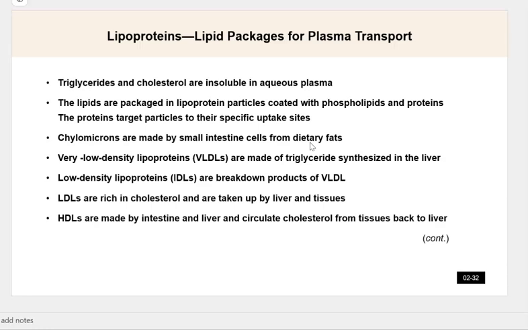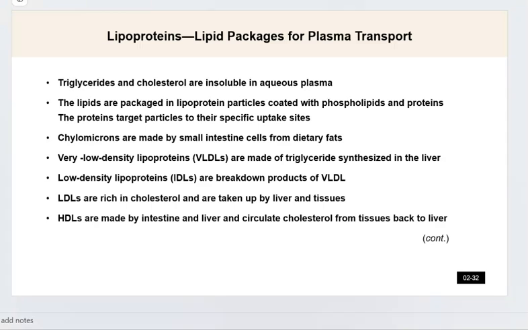The HDLs are made by the intestine and liver and circulate cholesterol from tissues back to the liver. They have the highest density of all the lipoproteins because they contain a large amount of protein. They also contain the highest phospholipid content as well as some cholesterol, but very little triglyceride. The HDL particles are synthesized in the liver and intestine to be released into circulation, where they are responsible for transferring apolipoproteins to nascent chylomicrons and VLDL. So low HDL levels are markers of increased risk.